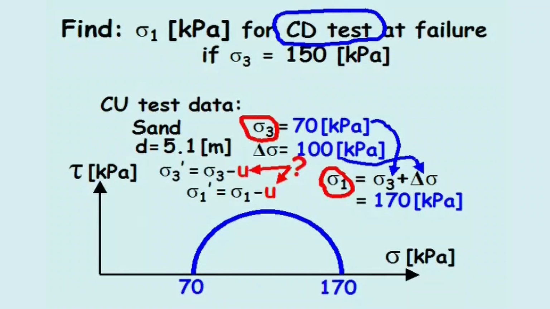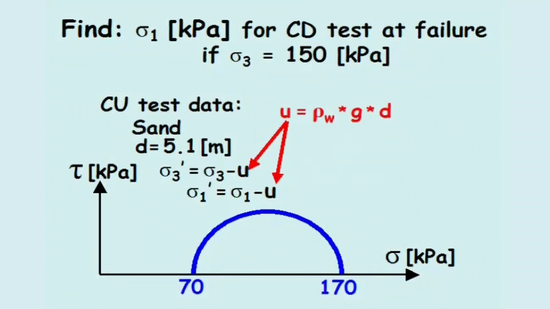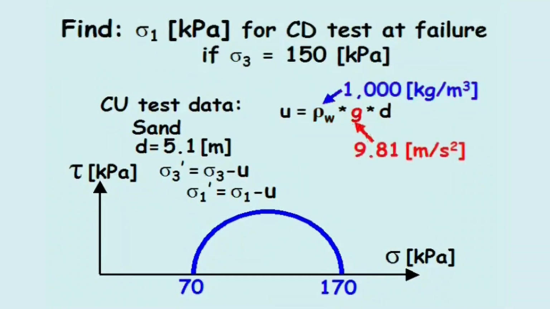However, we still need to compute the pore water pressure for the undrained soil sample. We do so by multiplying the density of water times the gravitational acceleration times the depth beneath the groundwater table. The pore water pressure at this depth is 50 kilopascals.